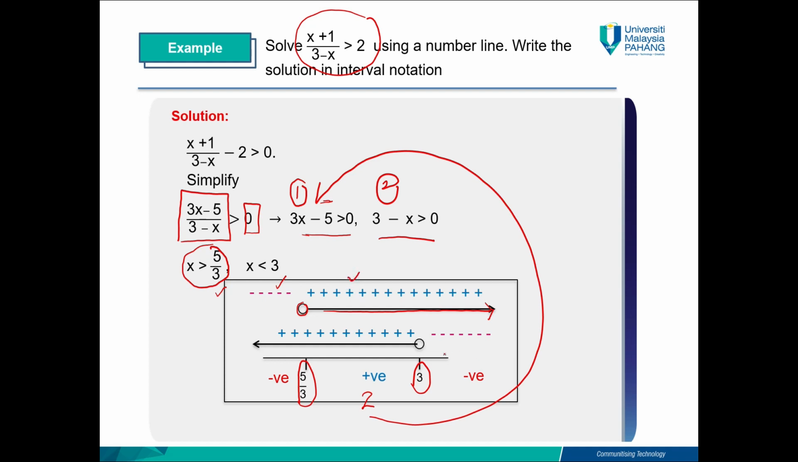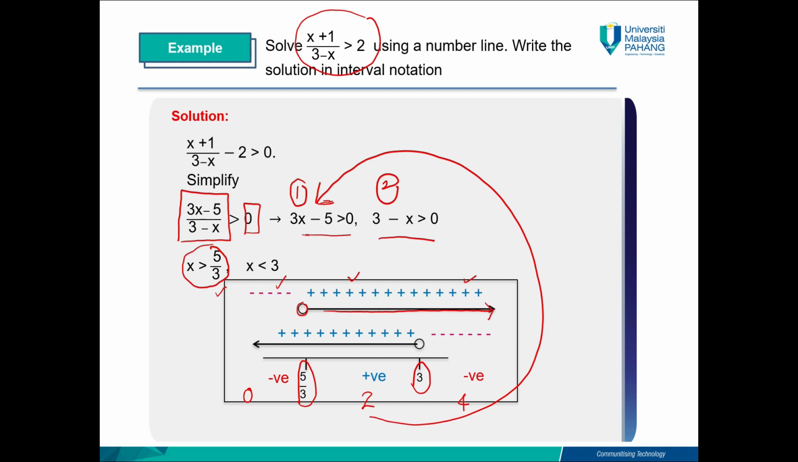So same goes to this one. Let's say number 4. So 4 into this equation, we get a positive value. For this one, let's say 0, something that is less than 5/3. So 0 into here, we have a negative value.